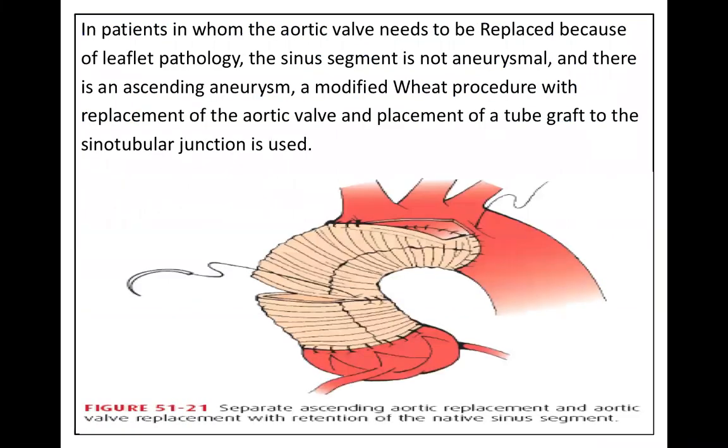So in patients in whom the aortic valve needs to be replaced, the sinus segment is not aneurysmal, and there is an ascending aneurysm, a modified Wheat procedure with replacement of the aortic valve and placement of a tube graft to the sinotubular junction is used. We will see this in the operative technique.